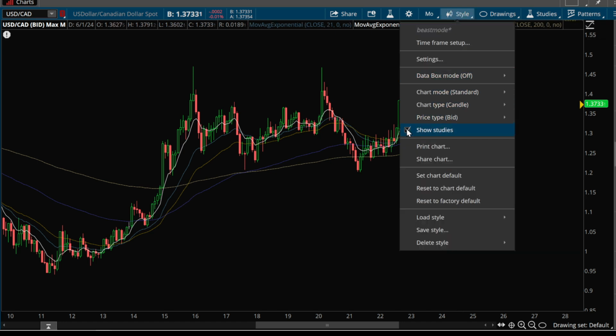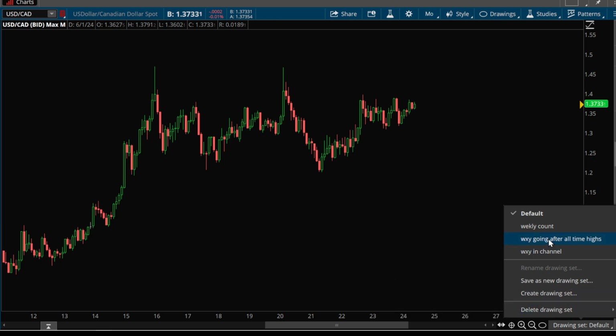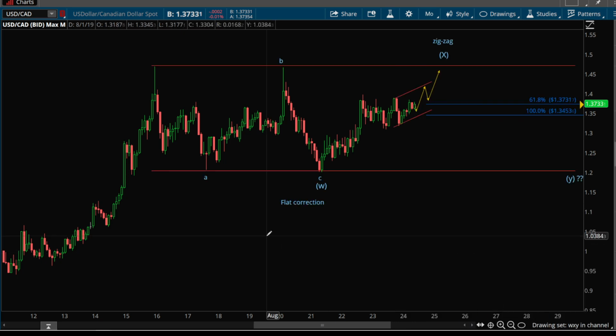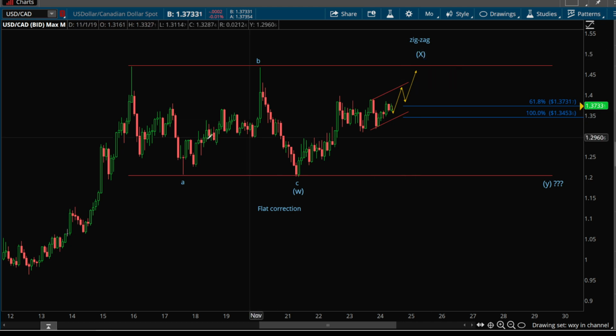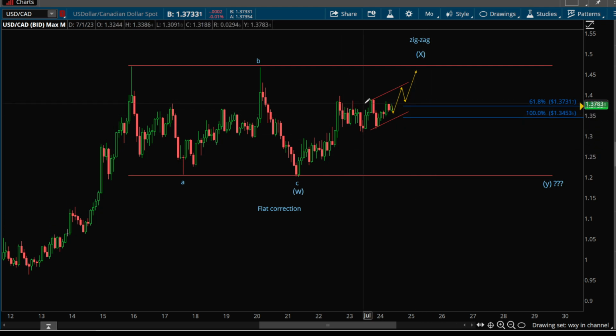And I'll take these indicators off. All right. And you have a flat correction right here, right? So we're looking for something like this. You're looking for an X wave up right now. You have a flat, an A, a B, a C flat for a W wave. And right now we're just making that X wave on up. And if you're not familiar with this, I covered some complex corrections in the parabolic SAR video, so you can check that out.